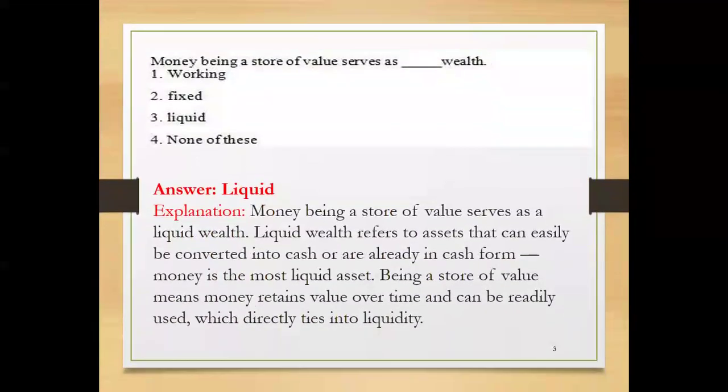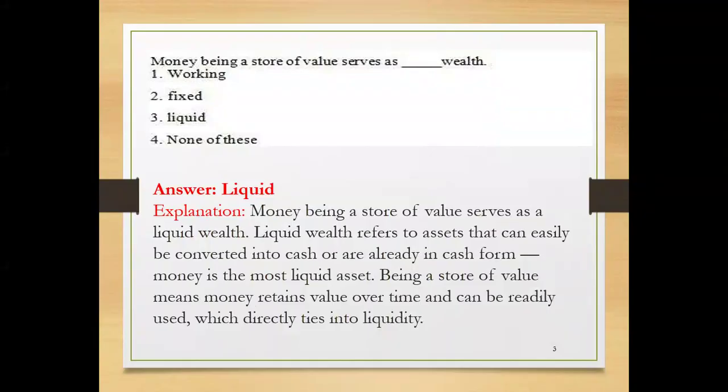Money being store of value serves as dash wealth. Is it working, fixed, liquid? None of these? The correct answer is liquid. Money being store of value serves as a liquid wealth.